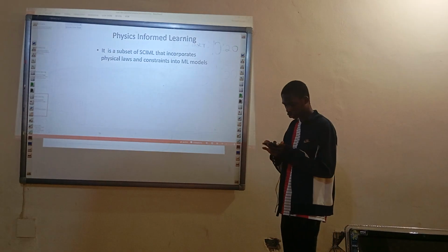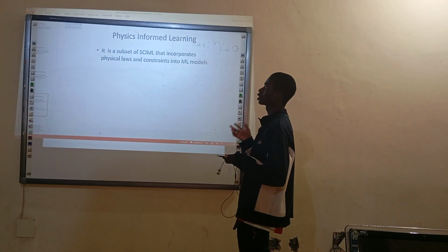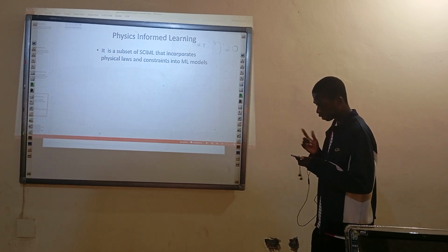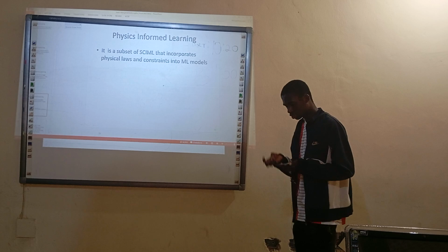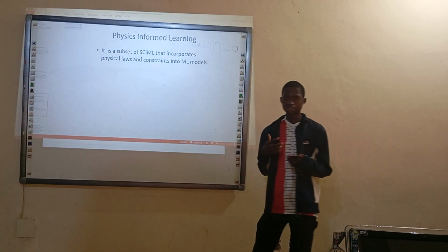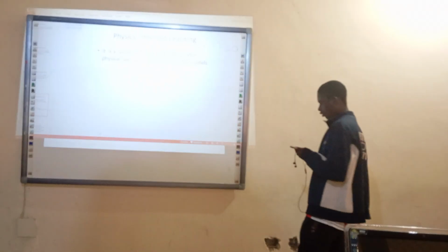What are its applications? We see its applications also include dynamics. Remember, it's a subset of scientific machine learning. So it finds application in material science, fluid dynamics, and also climate modeling, to understand and predict climate. So that's one.